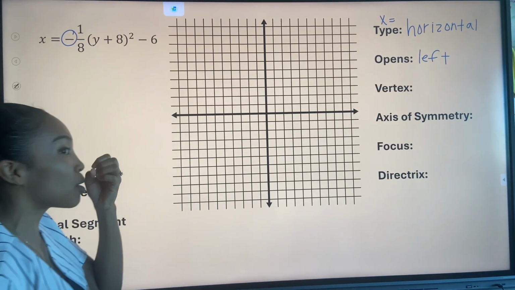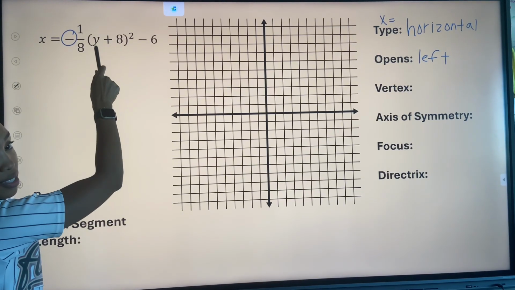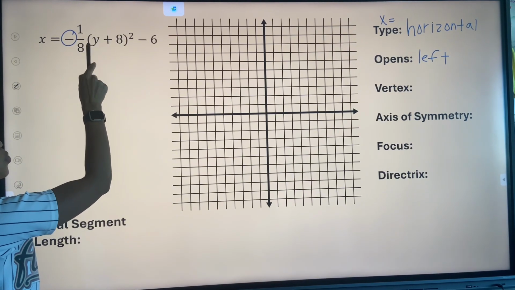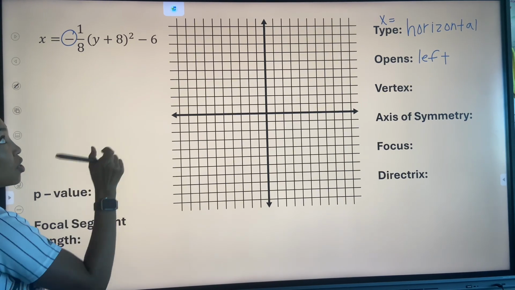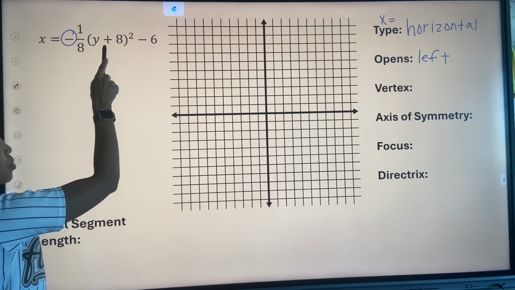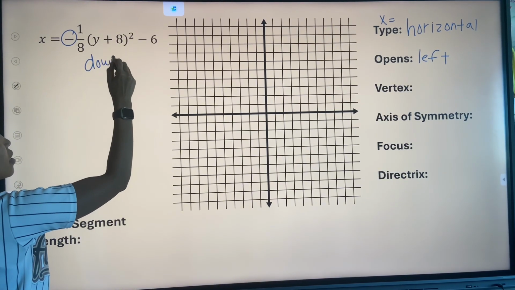Now guys, this is gonna be a little different. Isn't it opposite in the parentheses? Yeah. Okay, but it's with y. So we're talking about up and down and not left and right. And it's opposite. So what does it do? It goes down. Exactly. This is gonna go down 8.